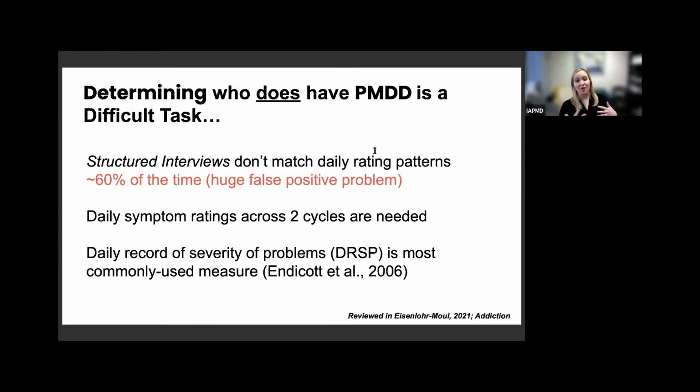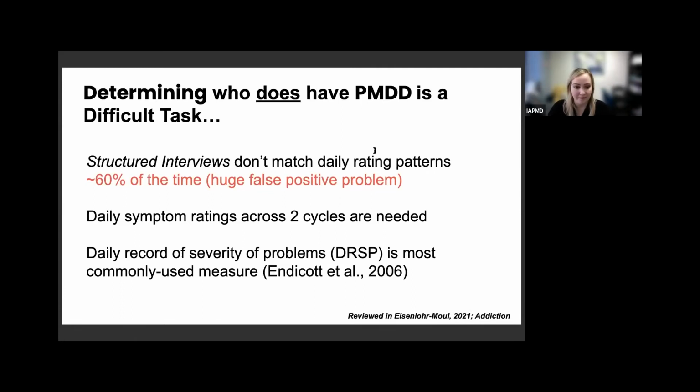And it means that, particularly in research settings, we need to use these daily ratings in order to identify people who really do have these changes that are observable right now, in order to study that phenomenon. So the most commonly used measure is called the Daily Record of Severity of Problems. And it really does simply list a checklist of items, the DSM-5 symptoms of PMDD.